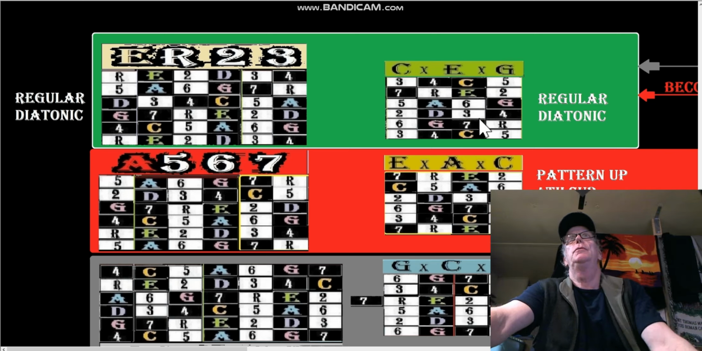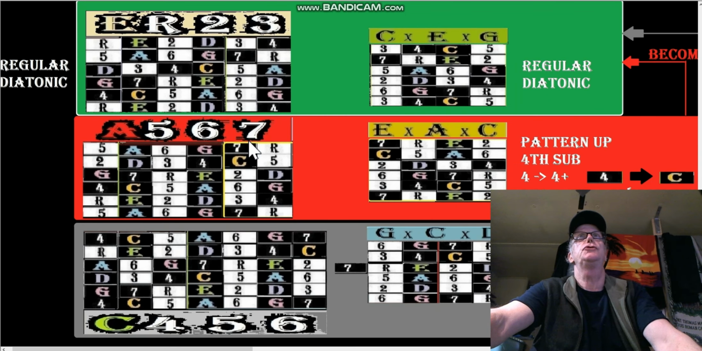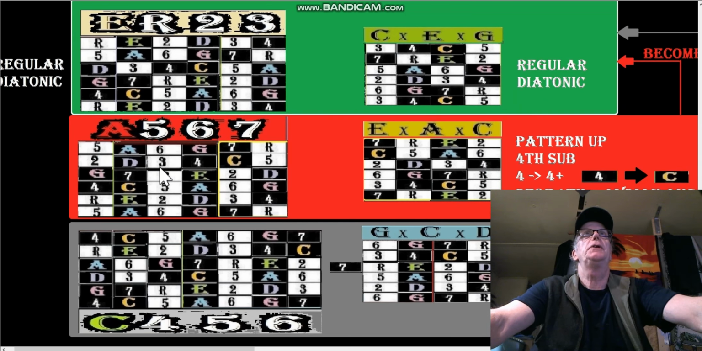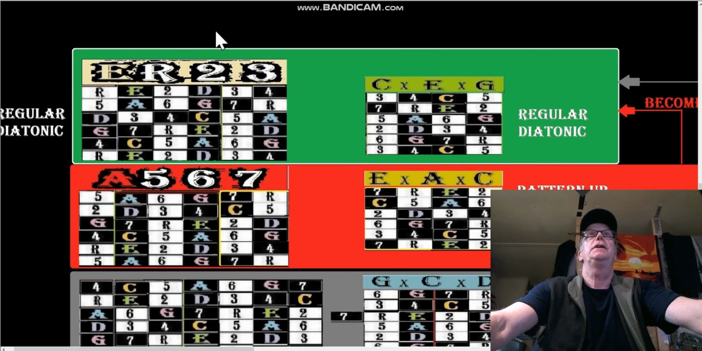Okay, so we're looking once again at the long pattern substitutions using the pattern up, pattern down method. Notice that it doesn't have to be pattern up or pattern down. You can go over. So let's say the fourth of the root 2, 3 is going to be our 5, 6, 7 because we moved the pattern up.